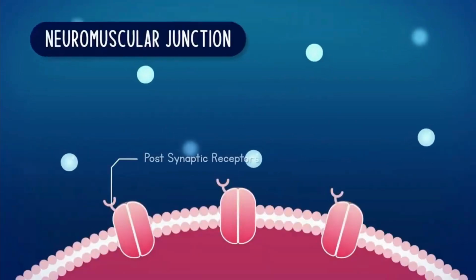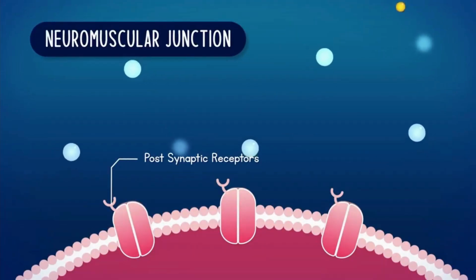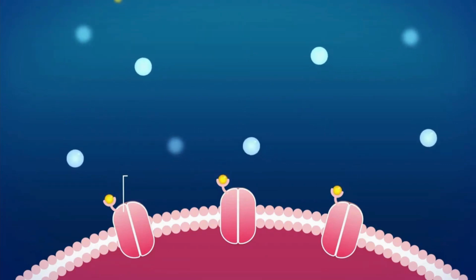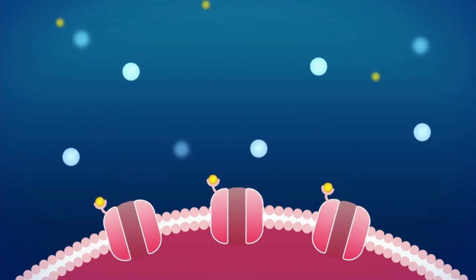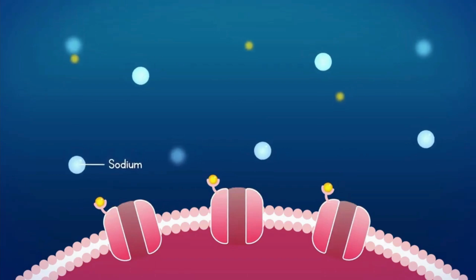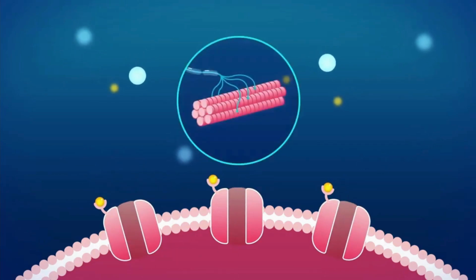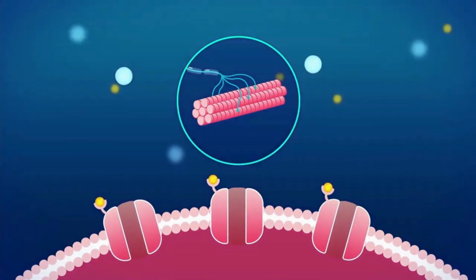Once in the junction, the acetylcholine will now bind to the postsynaptic receptors along the muscle fiber. This will cause the sodium channels to open. The open channels will cause an influx of sodium ions into the muscle fiber. This will generate a muscle action potential, causing the muscle to contract.